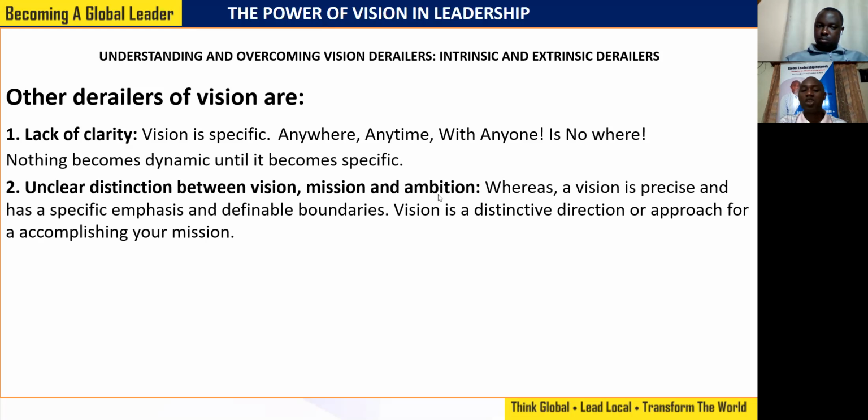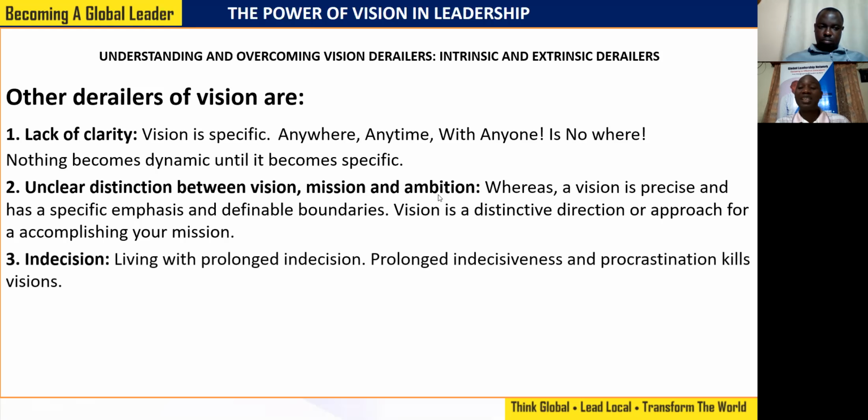Unclear distinction between vision, mission, and ambition. And I think I've explained this. It can be a derailer. So we need to develop and make sure that there's clarity. Now we have handled some of this. We have discussed this. We need to maybe relook and see, are we precise and are we specific? And do we have definable boundaries in all these key aspects that we need to think about? Indecision, living with prolonged indecision. Indecision can be a derailer of vision.